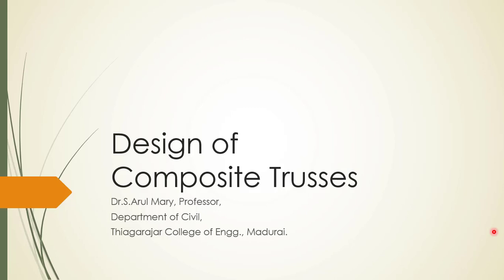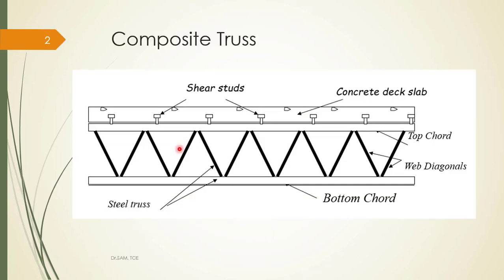Welcome to the lecture on design of composite trusses. This is the pictorial representation of composite trusses. The behavior of composite trusses is very similar to a composite beam. In the composite beam, rolled sections were used in the tension zone and the concrete is used in the compression zone. But here in the tension zone, the steel rolled section is replaced by a truss system. So therefore, this structural element is said to be composite trusses.